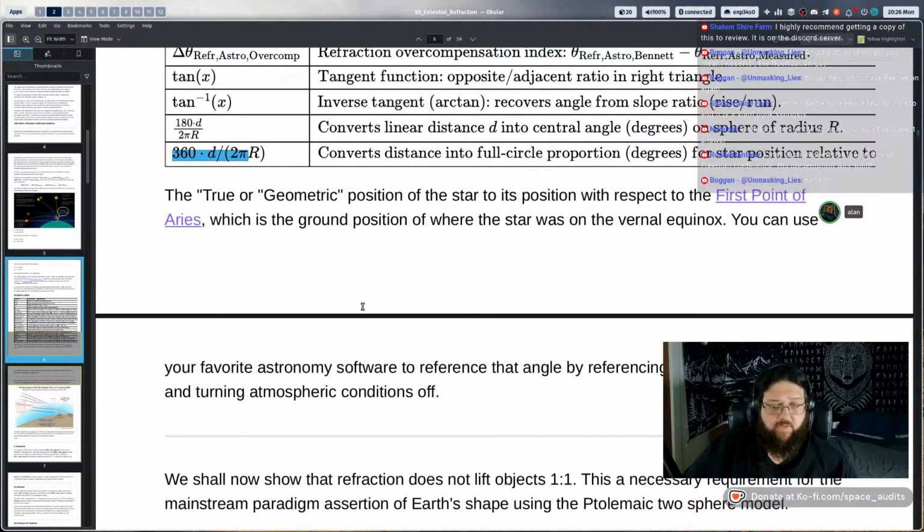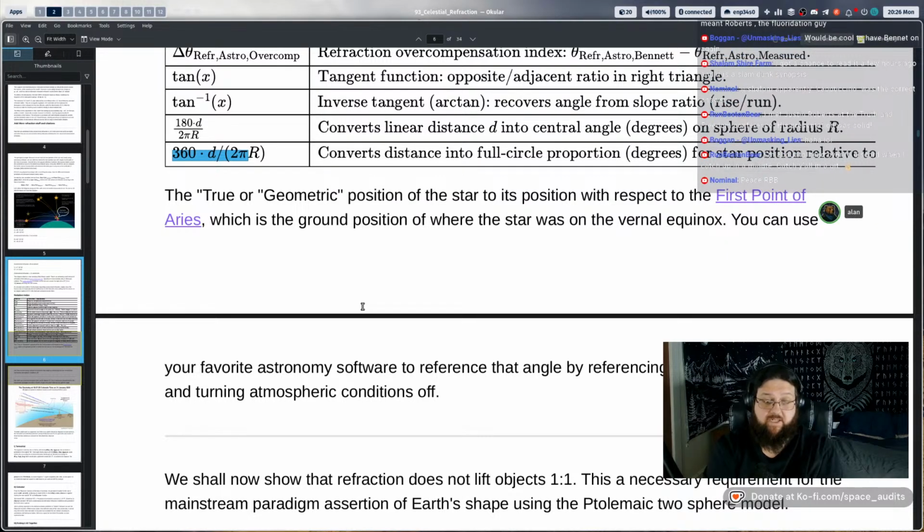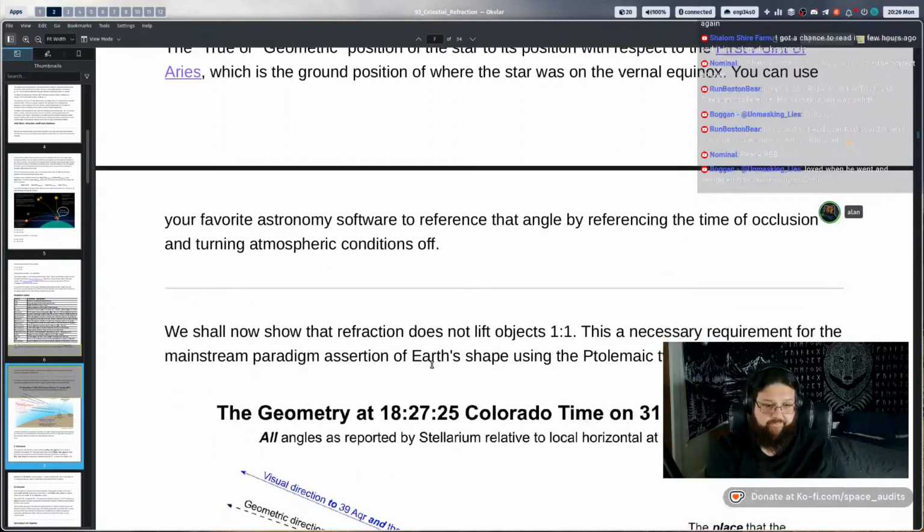All right, and the true geometric position, of course, is the position of the star with respect to the first point of Aries, which is the ground position of where the star once was on the vernal equinox. You can use your favorite astronomy software to reference that angle by referencing the occlusion time and turning atmospheric conditions off. And that will tell you where the star is when adding 15 degrees per hour to where it once was to match your local time. And that will give you that location.